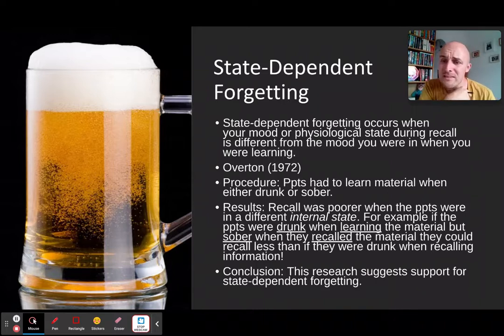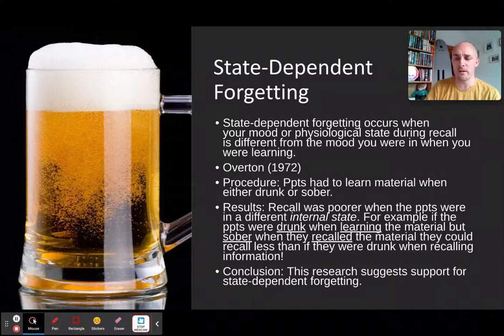That again is not named in the spec, but basically he got people to remember material either drunk or sober, and then got them to recall the information drunk or sober. So basically recall was poorer when the participants were in the different internal state. So if they learned the information when they were sober, but then you got them to recall it when they were drunk, they could never do it. Or rather, it was poor when they could do it, and vice versa.